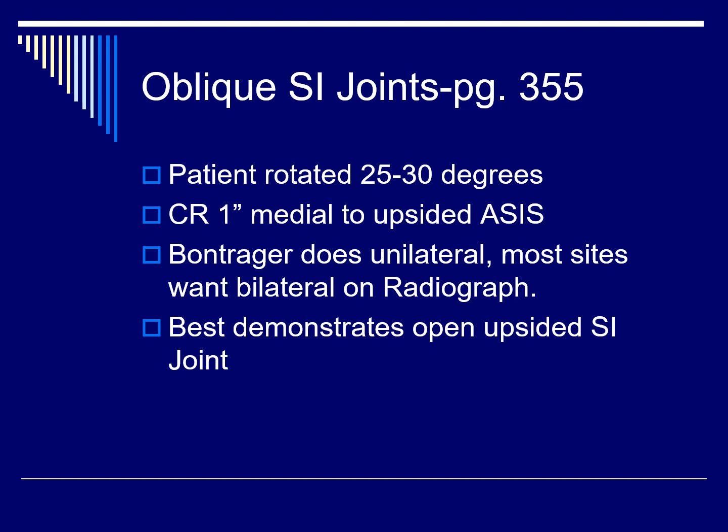We're going to do both posterior obliques. The patient is going to be rotated by 25 to 30 degrees because that's how much the auricle lies. It lies in a 25 to 30 degree obliquity. So roll your patient up by about 25 to 30 degrees. The CR is going to be 1 inch medial to the upsided ASIS. Now, Bontrager shows you to do them unilateral, but most of our clinical sites prefer the bilateral, so they want to see the upsided right and the downsided left and vice versa. But make sure that you're following your protocol.